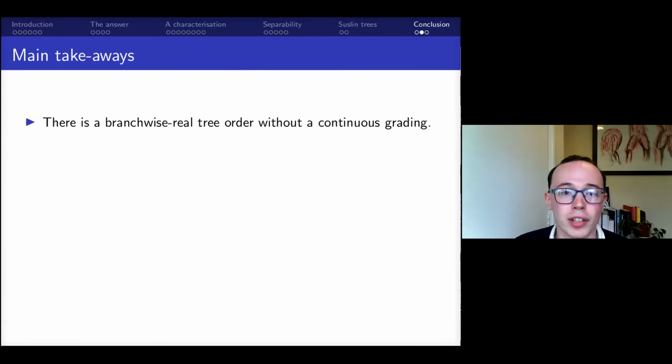Anyway, for now, I want to finish up. Maybe just mention the main takeaways from this talk. So we have this question of Favre and Jonsson. In the first part, I answered this and I showed that there is a branchwise-real tree order without a continuous grading.